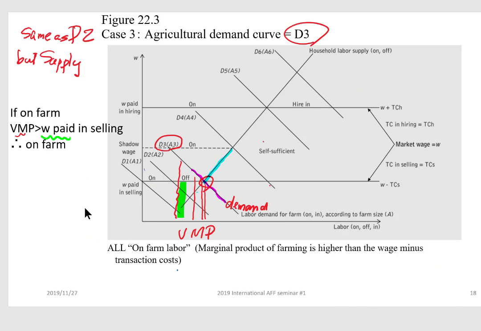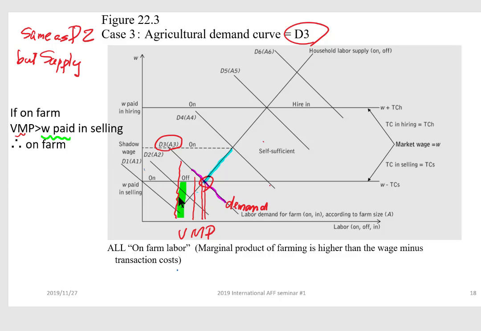Now let's move on to D3. D3 has the intersection on this lower price bound with this wage rate. Their household labor is sold. So this is the wage rate paid in selling.